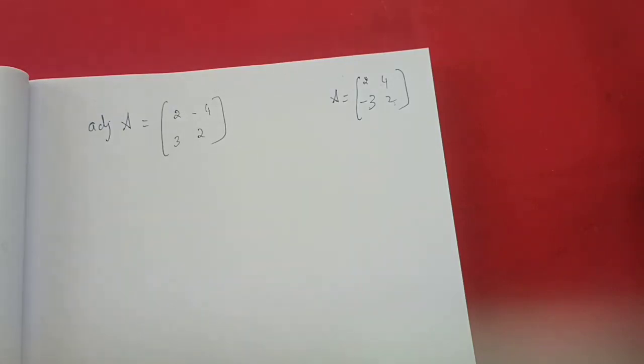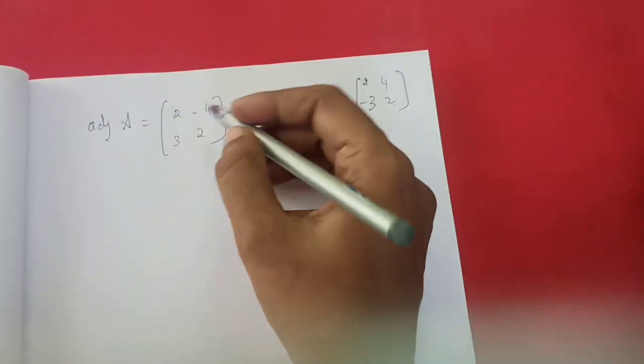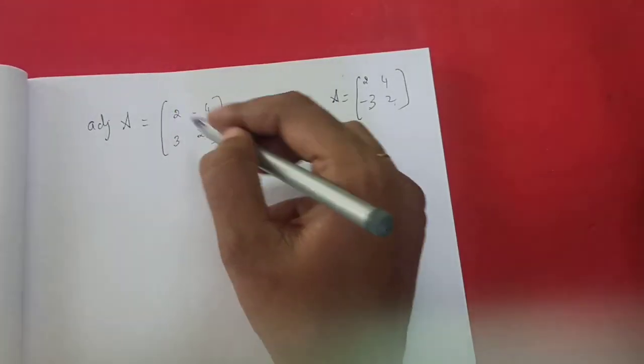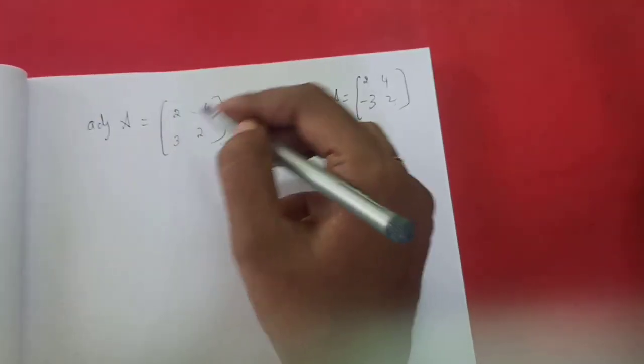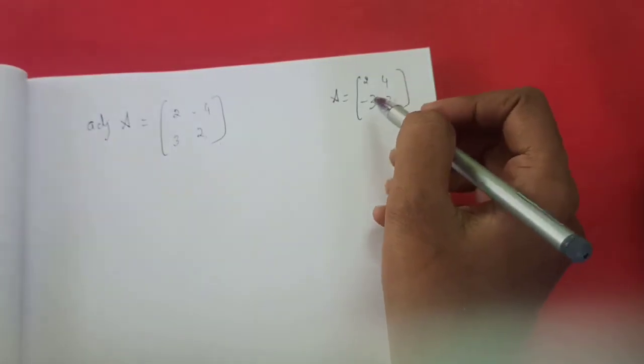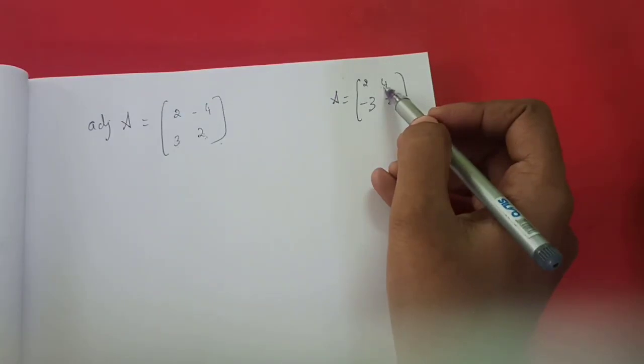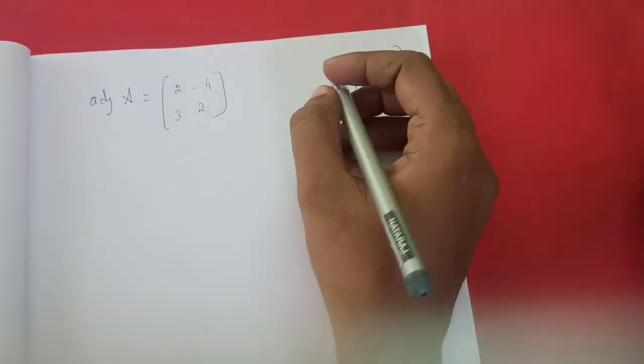If it is a 2 by 2 matrix, it's very easy. What you need to do? You need to interchange these two numbers, this number to here, this number to here, and for the other two numbers you need to change the symbol. So here it is minus 3, that will change as plus 3. Here it is plus 4, that will change as minus 4. So this is the adjoint of A.